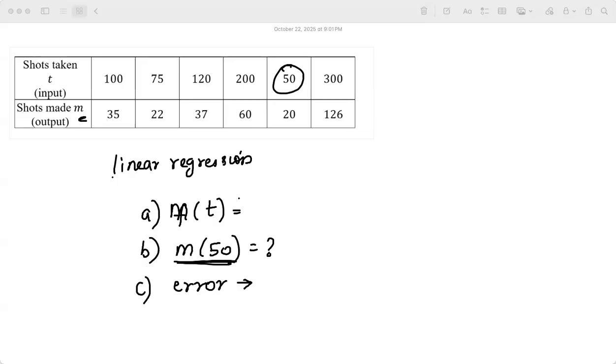It's an easy one. I don't understand what we're supposed to do for A. Sorry, what was that? What's the question for A? I understand B and C, but I don't understand A. We are just finding the linear regression model, that's all. You type this into your calculator and find the linear regression model. Oh, okay.